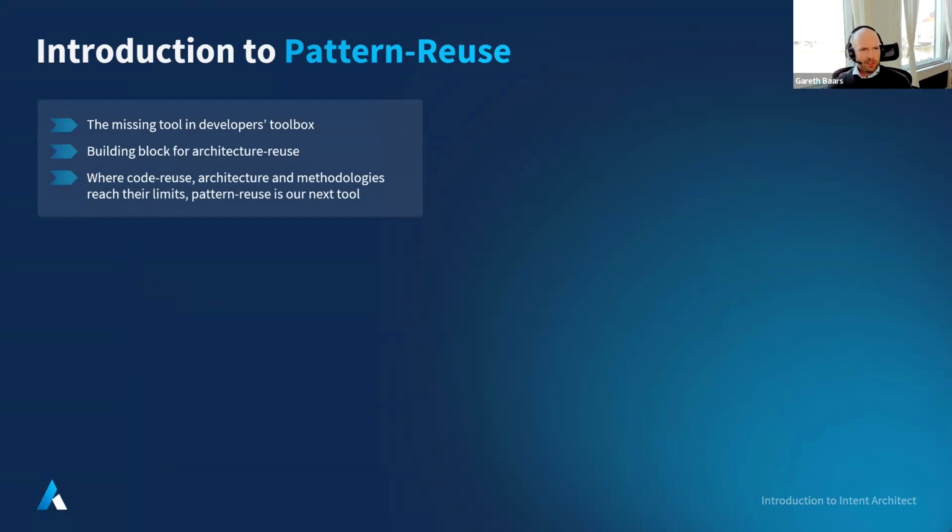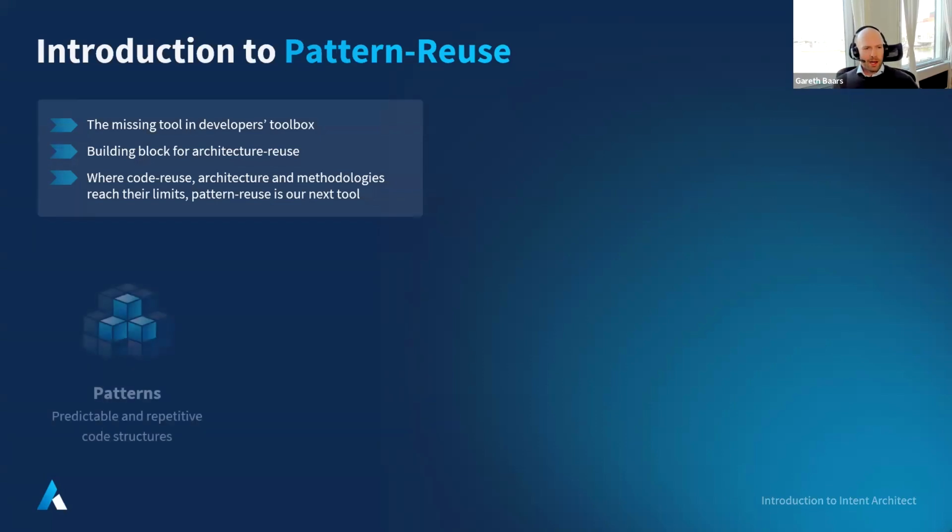So the first thing I could say about pattern reuse is that it is what we see at least as the missing tool in the developer's toolbox. And the reason we say this is because, as you guys can imagine, we are talking to hundreds of developers and teams all over the world. And this is something that we almost never see any of these teams having access to. The second thing about pattern reuse is that it is essentially the building block for architecture reuse. So this is the ability for us to reuse architectural components across our projects, and that is ultimately the end goal, right? And so pattern reuse is essentially the building blocks for us to be able to do this.